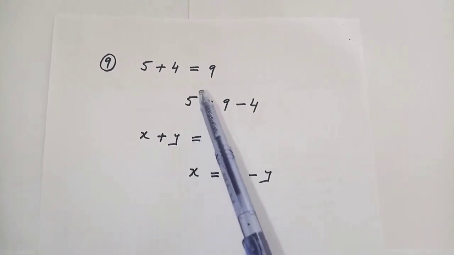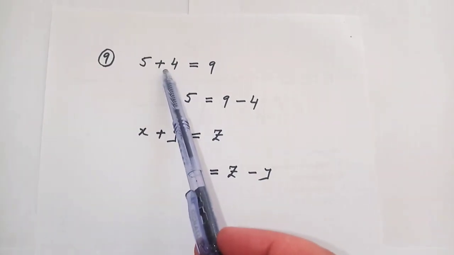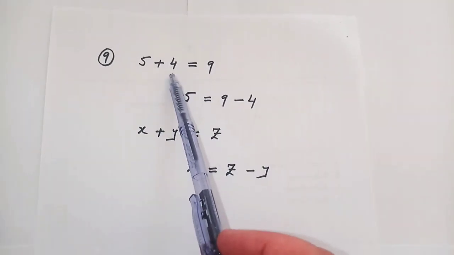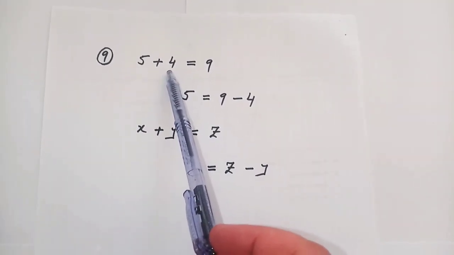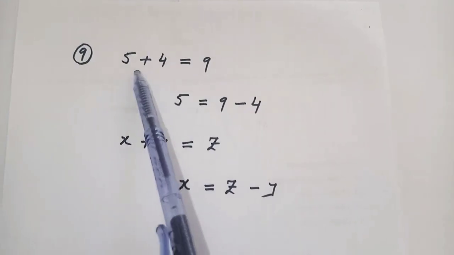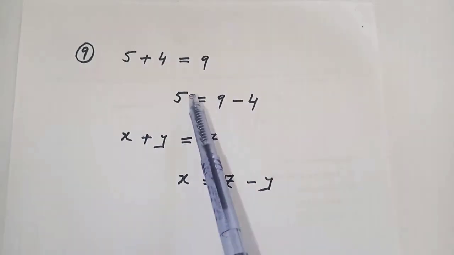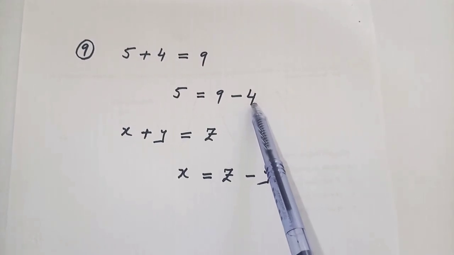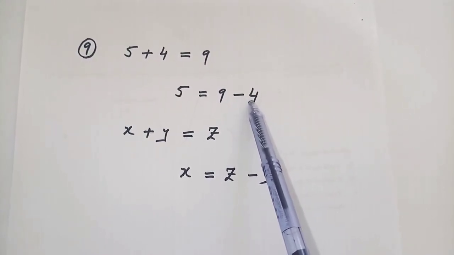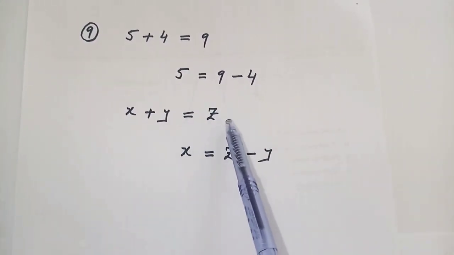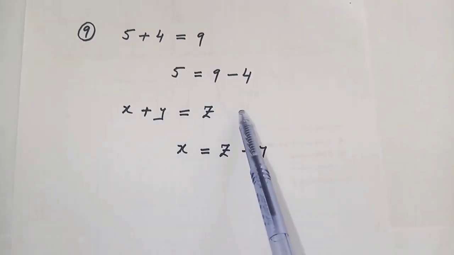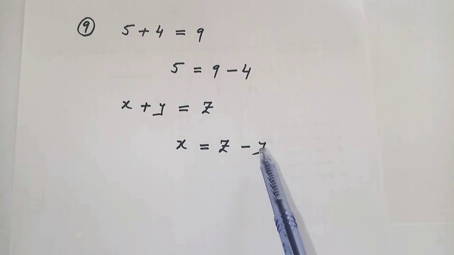Here is another thing. If one thing is positive on one side of the equation, it will become negative on the other side. Here 4 is positive, but it will become negative when we shift it to the other side. So 5 plus 4 is 9, and 5 is equal to, when we shift the 4 to the other side, it will become negative. Minus 4 here. Here x plus y is equal to z. x is equal to z minus y, because when y is shifted to the other side, it will become negative.